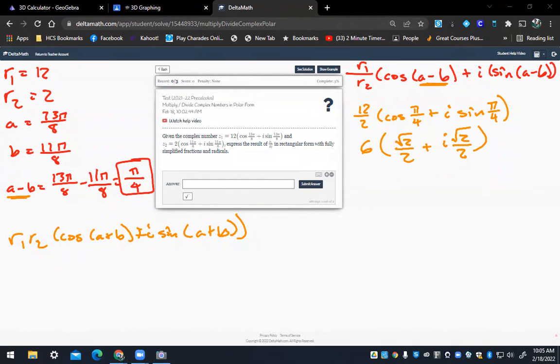So now all I have to do is multiply this out. 6 divided by 2 is 3. So that gives me 3 root 2 plus 3 root 2 i, and that's it.